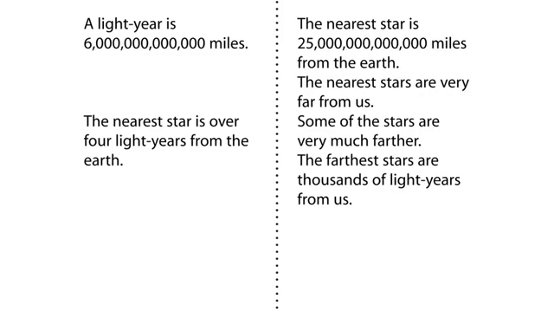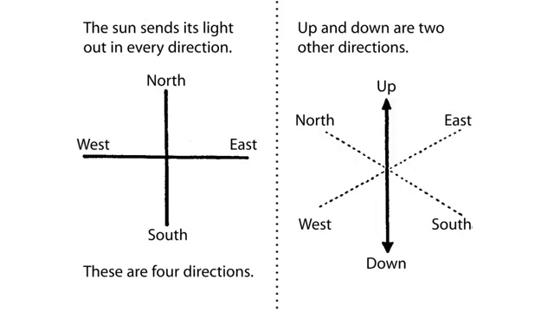The nearest star is over 4 light years from the Earth. The nearest star is 25 trillion miles from the Earth. The nearest stars are very far from us. Some of the stars are very much farther. The farthest stars are thousands of light years from us. The sun sends its light out in every direction. These are 4 directions. Up and down are 2 other directions.